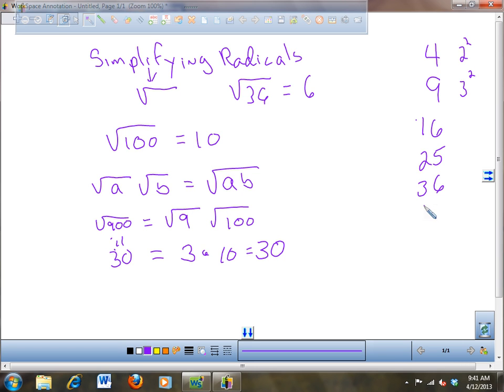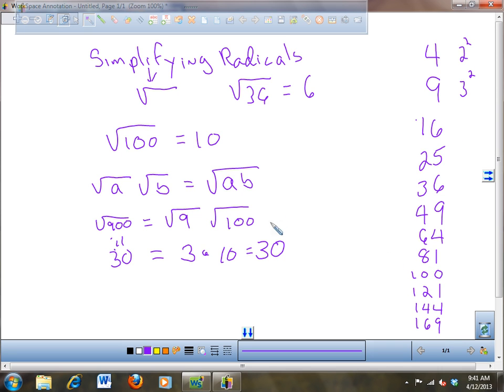What's after 36? 7 times 7, 49. 8 times 8 is 64. 9 times 9 is 81. 10 times 10 is 100. Did you know that 11? Who knows 11 times 11? 121. I bet you know 12 times 12. 144. I guess we could go all the way up to 13 times 13, 169. So if you know these things, that's good.